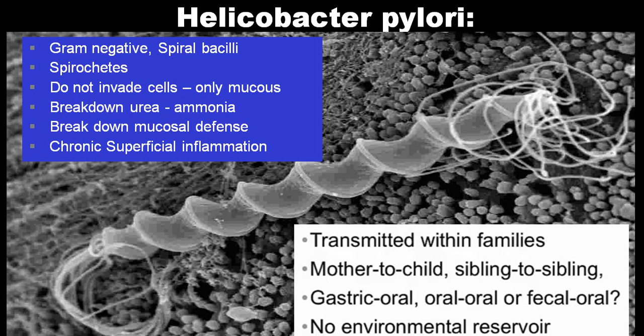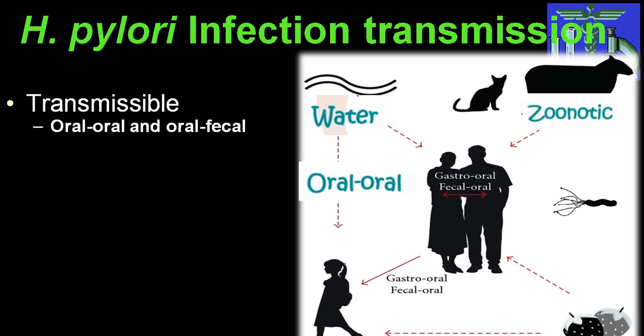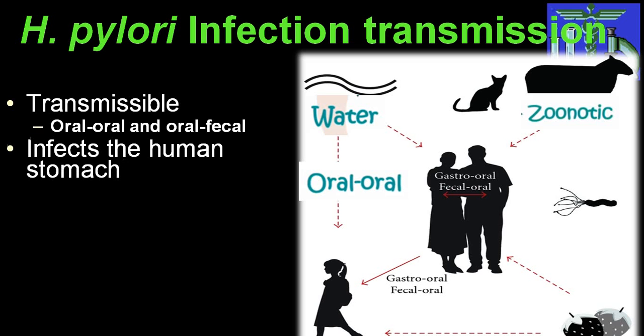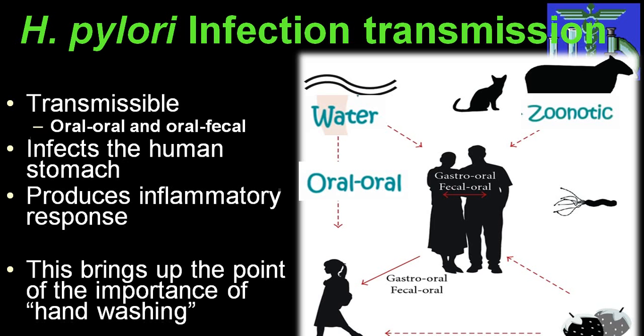There is no environmental reservoir for this, but through contaminated water it can be transmitted from animal to human being, and then human to human, gastro-oral, fecal-oral, oral to oral, etc. These are the common modes of transmission. The infected human stomach produces an inflammatory response, and as it is transmitted oral to oral or gastro-oral, hygiene becomes very important to reduce the transmission of H. pylori infection.